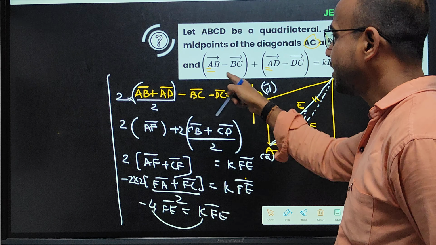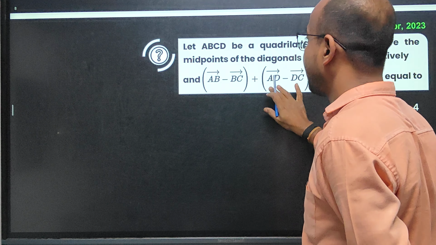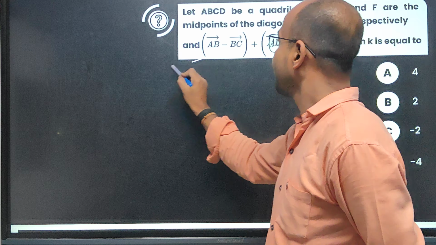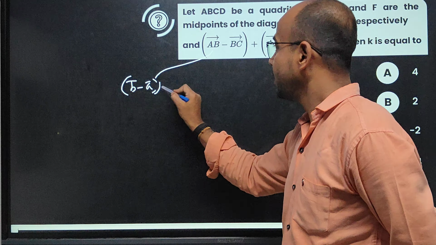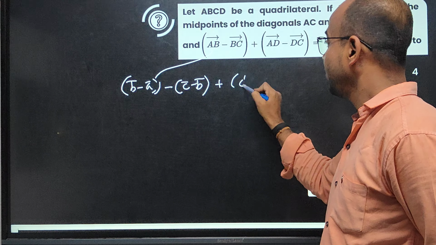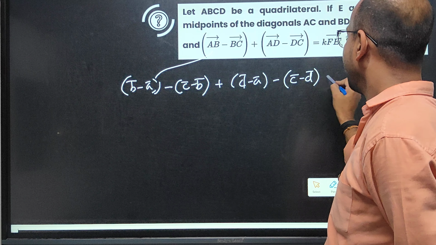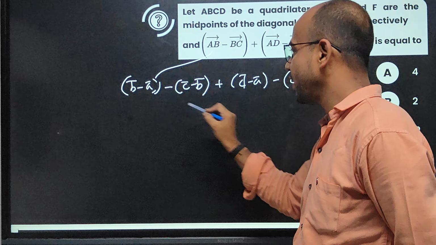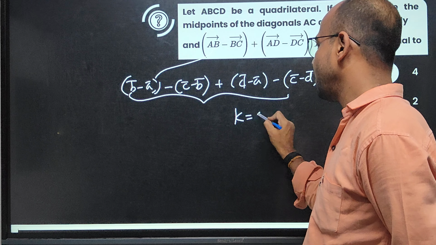Similarly, we can convert this entire LHS into the difference of the position vectors. So when we talk of the difference of position vectors, what we have to do? Simply, we have to take this as B minus A, and this as minus, C minus B, right? Then we have B minus A and minus C minus B, right? So equal to K times FE. If we solve this, again collect everything here and everything here, the same process goes and we come up with K equal to minus 4.